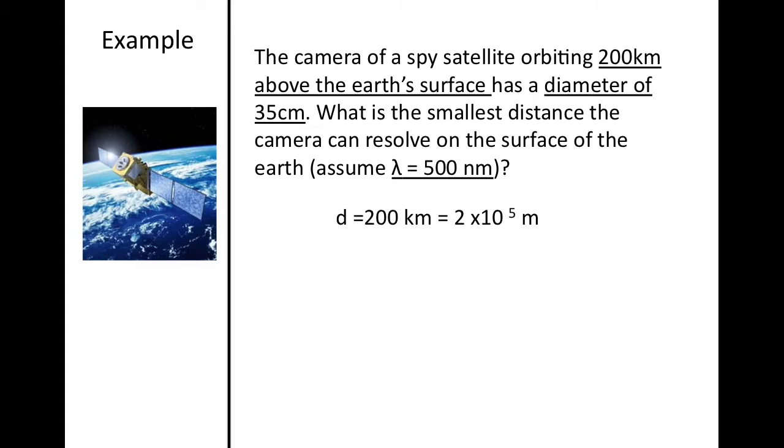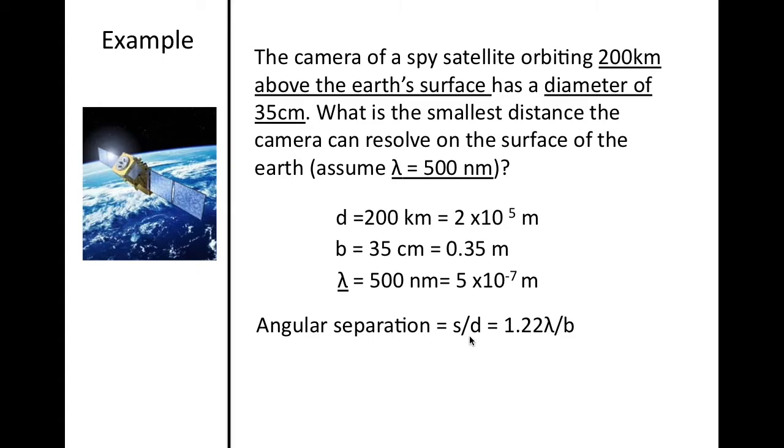We know that the distance is 200 kilometers, which is equivalent to 2 times 10 to the 5th meters. We also know that B, which is the size of the aperture, is 35 centimeters or 0.35 meters. And we also were given that the wavelength is 500 nanometers, which is 5 times 10 to the negative 7 meters. The angular separation equals s divided by d equals 1.22 lambda divided by B.